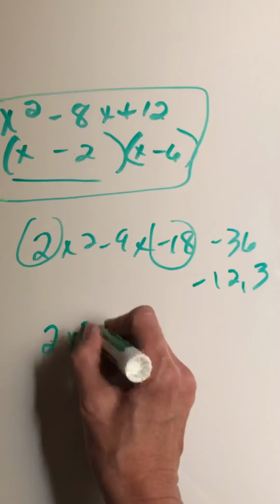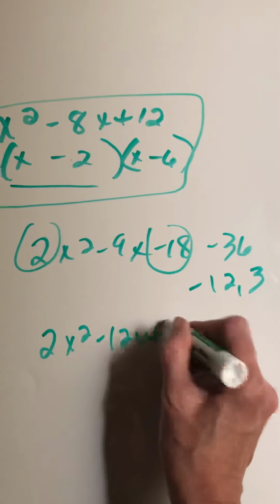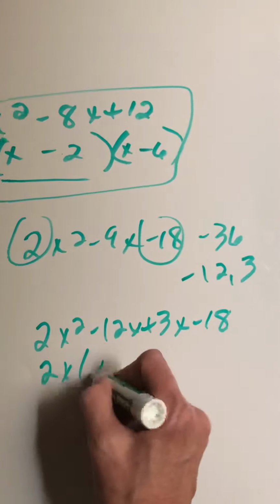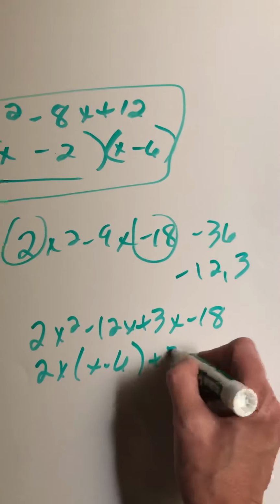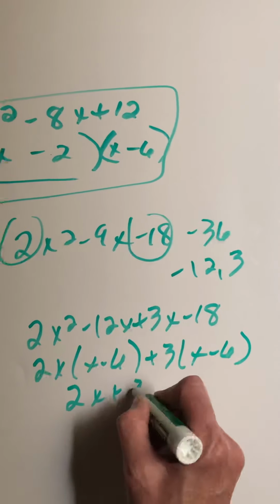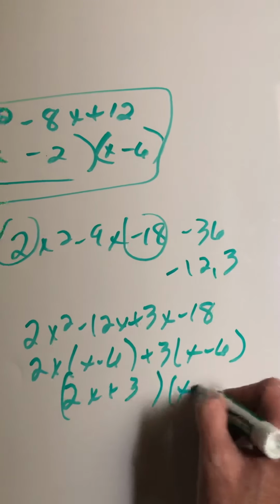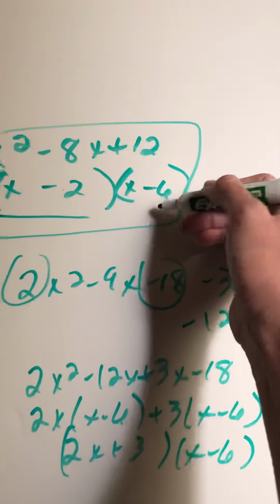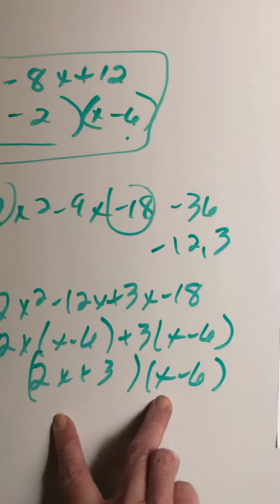So 2x squared minus 12x plus 3x minus 18. Take a 2x out, you get x minus 6. Take a 3 out, you get x minus 6. So then it's 2x plus 3, x minus 6. Okay? So notice, these two have the same factors. So this 2x plus 3, x minus 6, you're going to put right there in this box.